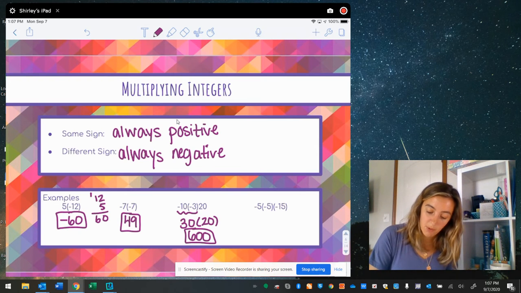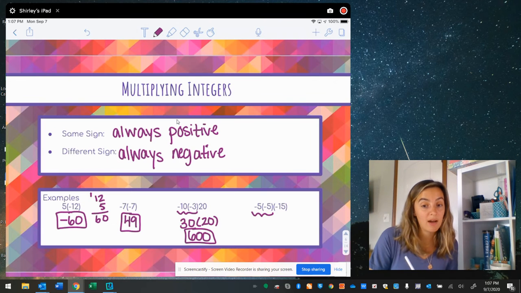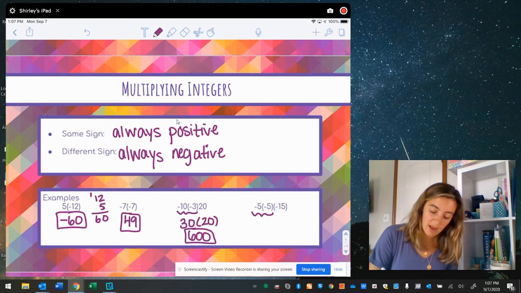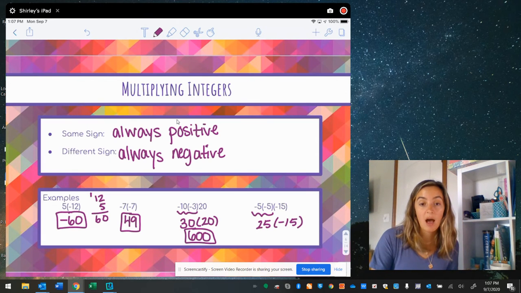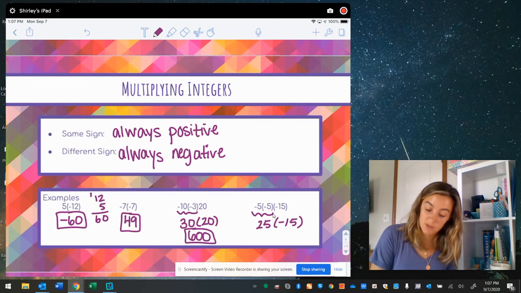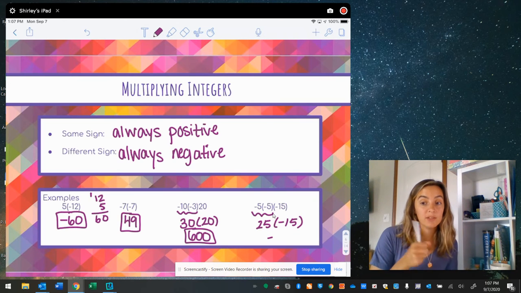Same over here, multiply them through. So I have negative 5 times negative 5. That gives me positive 25. Now I'm going to multiply this by negative 15. I know that a positive times a negative is always going to be negative.